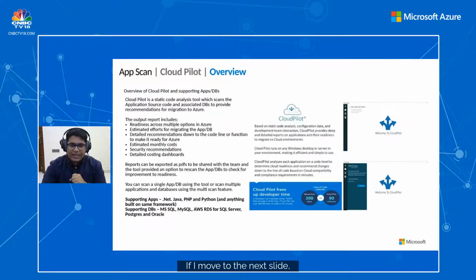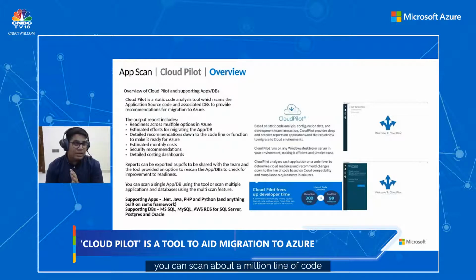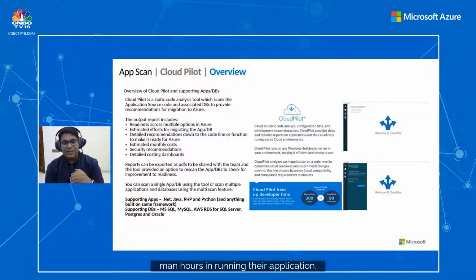If I move to the next slide, you'll understand that the tool we're talking about is called CloudPilot. It's a fantastic tool by one of our partners. CloudPilot is a static code analysis tool. And think about this: this tool can help you scan your application and give you recommendations. Within about 90 minutes, you can scan about 1 million lines of code, instead of putting in the effort of a developer spending a lot of days and man hours running that application and understanding where the changes have to be done.